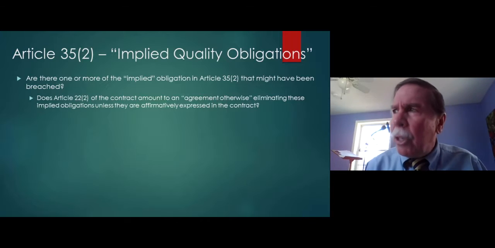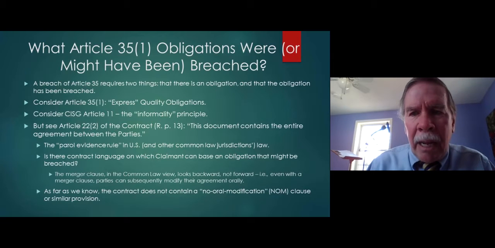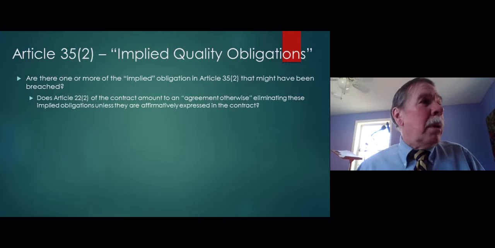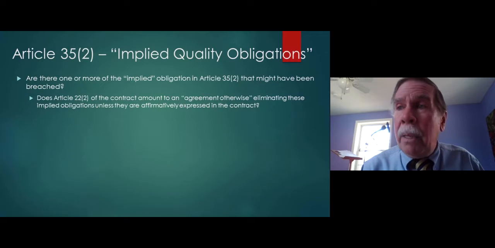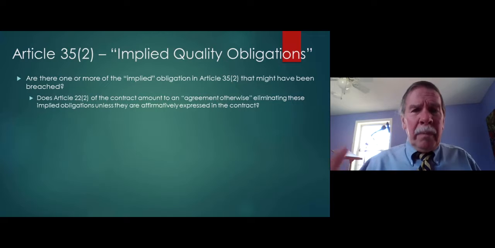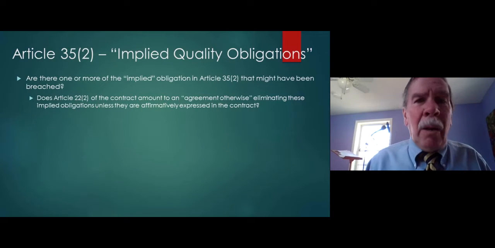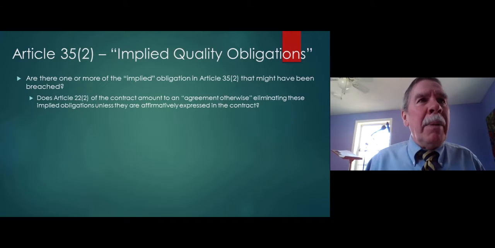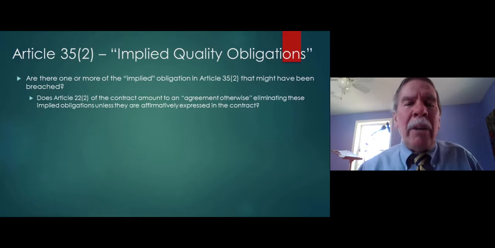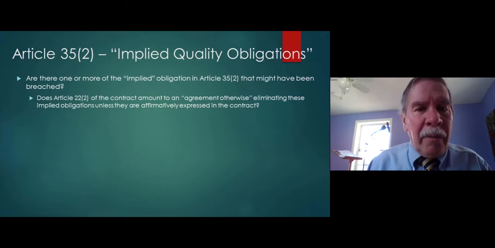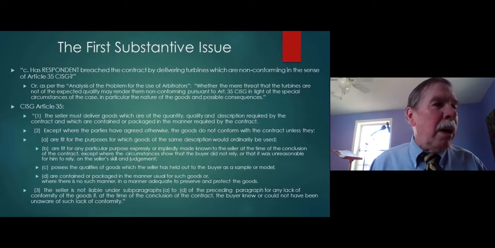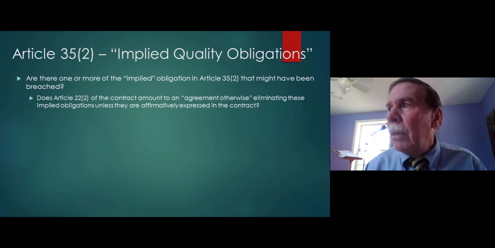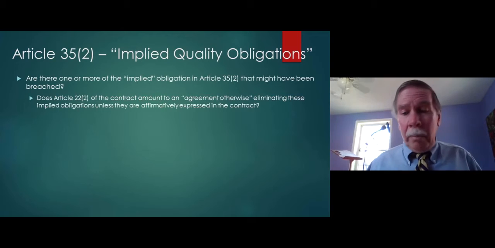And here's an interesting question. Remember Article 22.2: this document contains the entire agreement between the parties. Well, nothing that I have seen in the document, we haven't seen the entire written contract, says that the seller must deliver goods fit for the ordinary purposes, or the seller must deliver goods fit for a particular purpose. So can you argue that Article 22.2, the entire agreement clause, also constitutes a so-called agreement otherwise, eliminating the implied obligations, the obligations that arise normally by silence under Article 35.2? Remember, Article 35.2 says, except where the parties have agreed otherwise. Is Article 22.2 of the contract an agreement otherwise? Certainly not a very direct or clear one, but a possibility, I suppose.